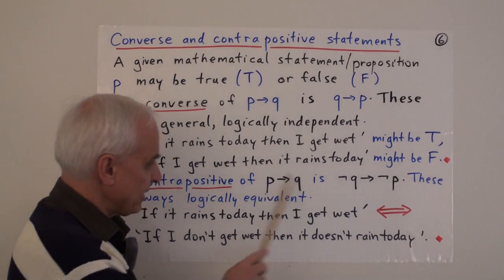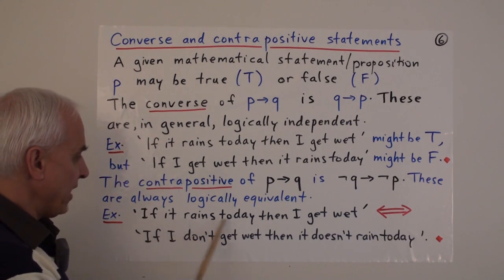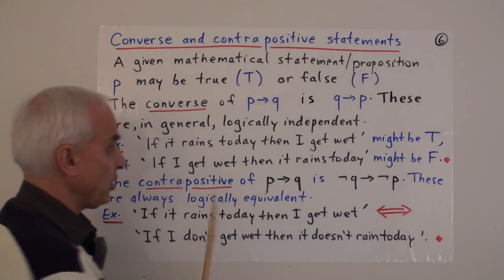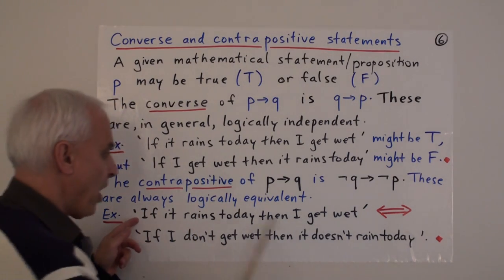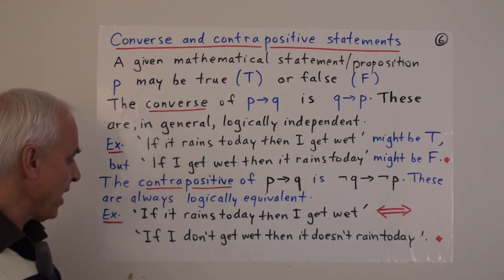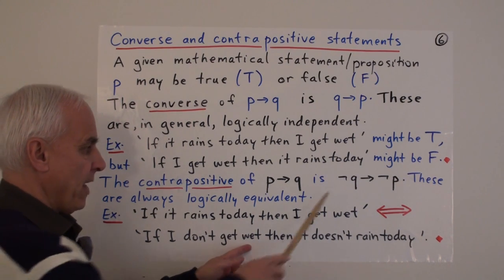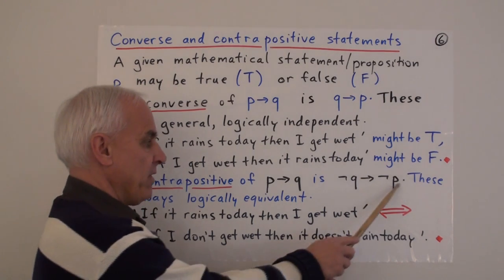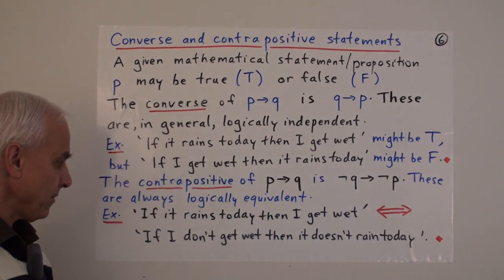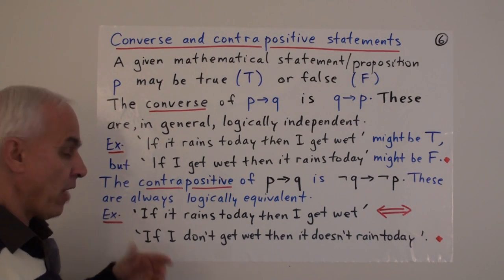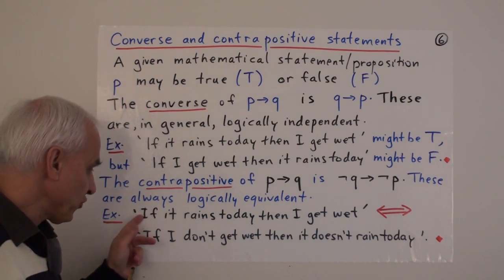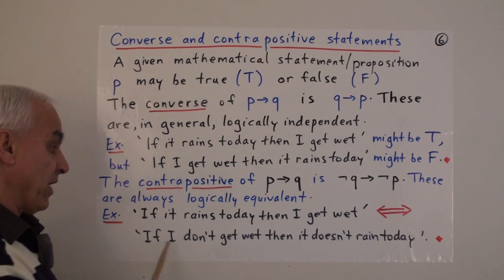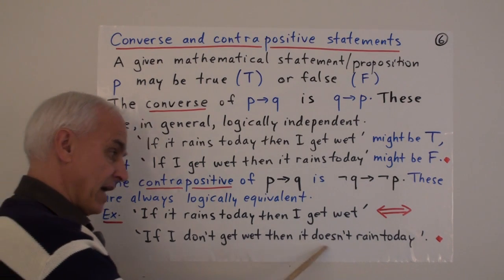Let's try to understand this through an example. So, if it rains today, then I get wet. So it rains today is P, I get wet is Q, as before. The contrapositive of this is, if I don't get wet, that would be the not Q, then it doesn't rain today. That would be the not P. These two statements are equivalent. If one of them is true, then the other is true. If it rains today, then I get wet. If that's true, then if I don't get wet, it means that it doesn't rain today.